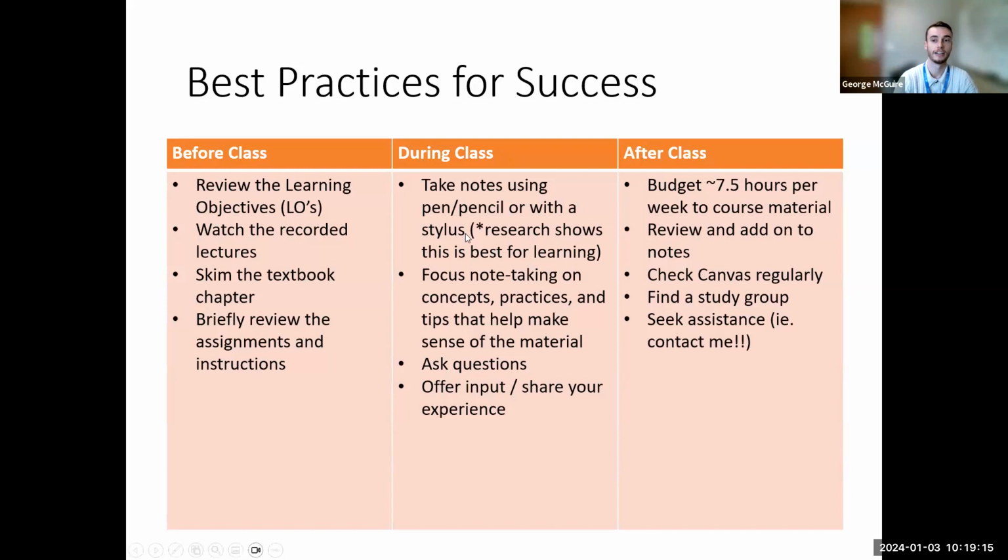During class, it is highly recommended that you take notes by hand, so either with a pen or pencil on paper or with a stylus on your tablet. There is a plethora of research that supports the idea that that is the best way to learn through note-taking, to do it manually, because essentially that is using more neural pathways, more interconnections, and thus making stronger connections with that content.